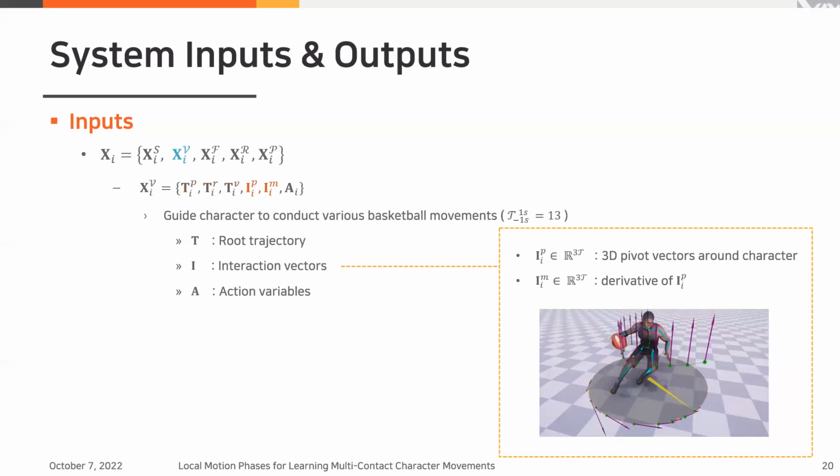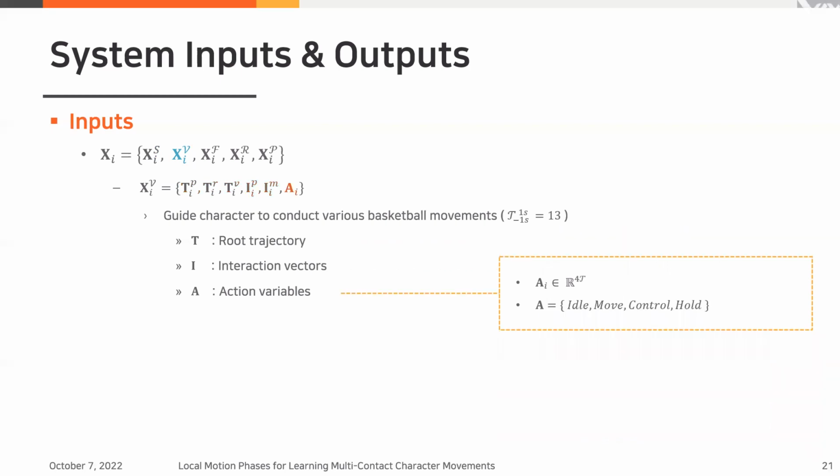Then the interaction vectors are composed of 3D pivot vectors around the character root and their derivatives. These components together define the dribbling direction and speed, which enable a wide range of dynamic ball interaction movements to be learned. Then the action variables include 4 actions, and each of them has a value between 0 and 1. So during runtime, the interaction vectors produce different effects according to these action variables.